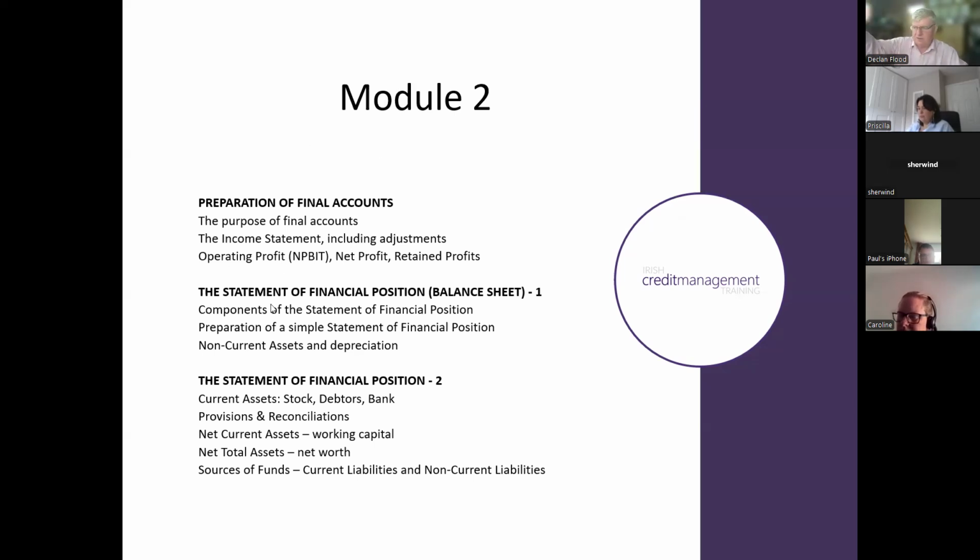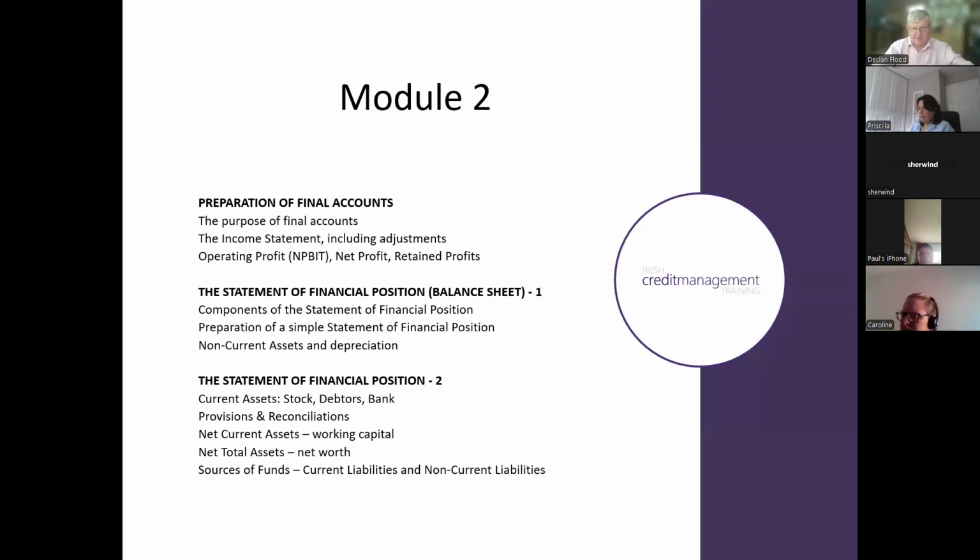And then we move on to the balance sheet. The balance sheet, or the statement of financial position, is simply a list of everything that the company owns and everything the company owes at a specific moment in time, which is close of business on the last day of the financial year. So your balance sheet is just like taking a picture, going click. That's our position at that moment in time.